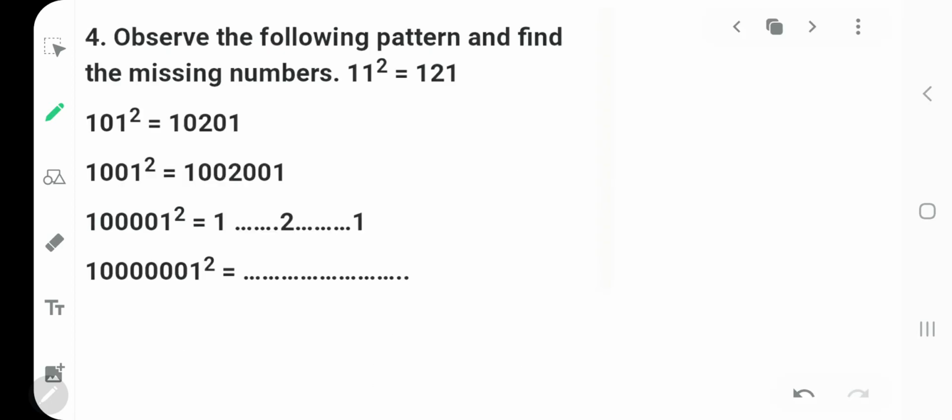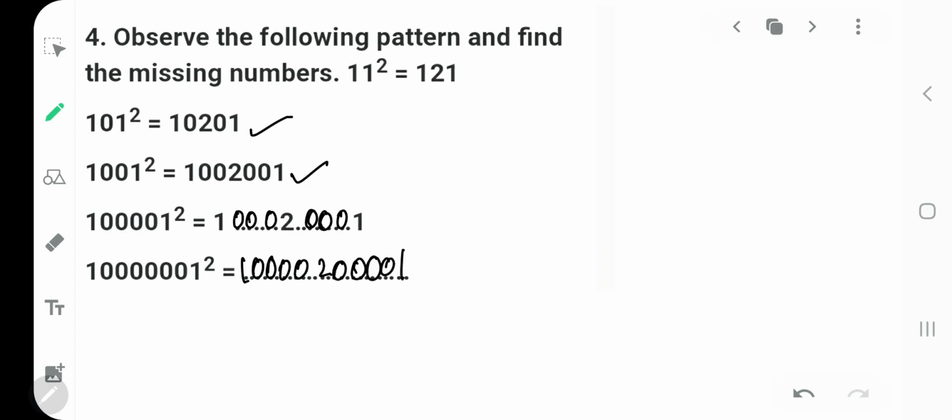My dear kids, you have to observe the pattern and find the missing number. You can observe what is given. On your right hand side, you can see 10201. In your next number, you have 2 zeros in between, 1002001. In your next number, I'll put 3 zeros in between. Getting my point? And in your last number, I'll take 4 zeros in between.